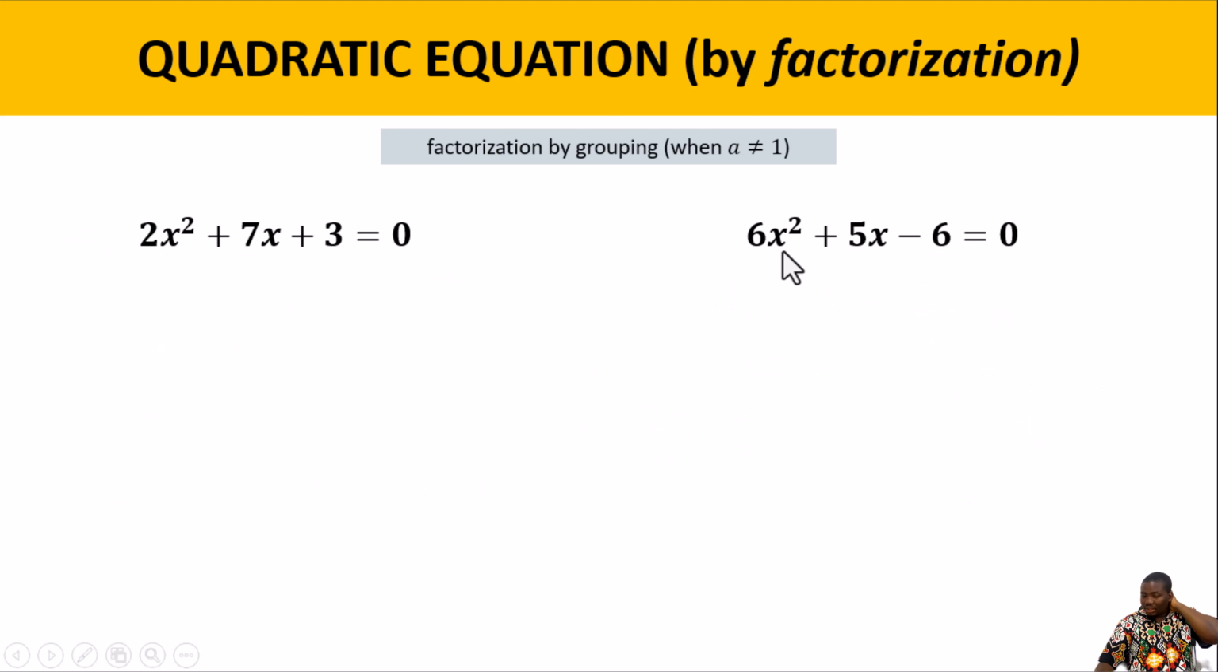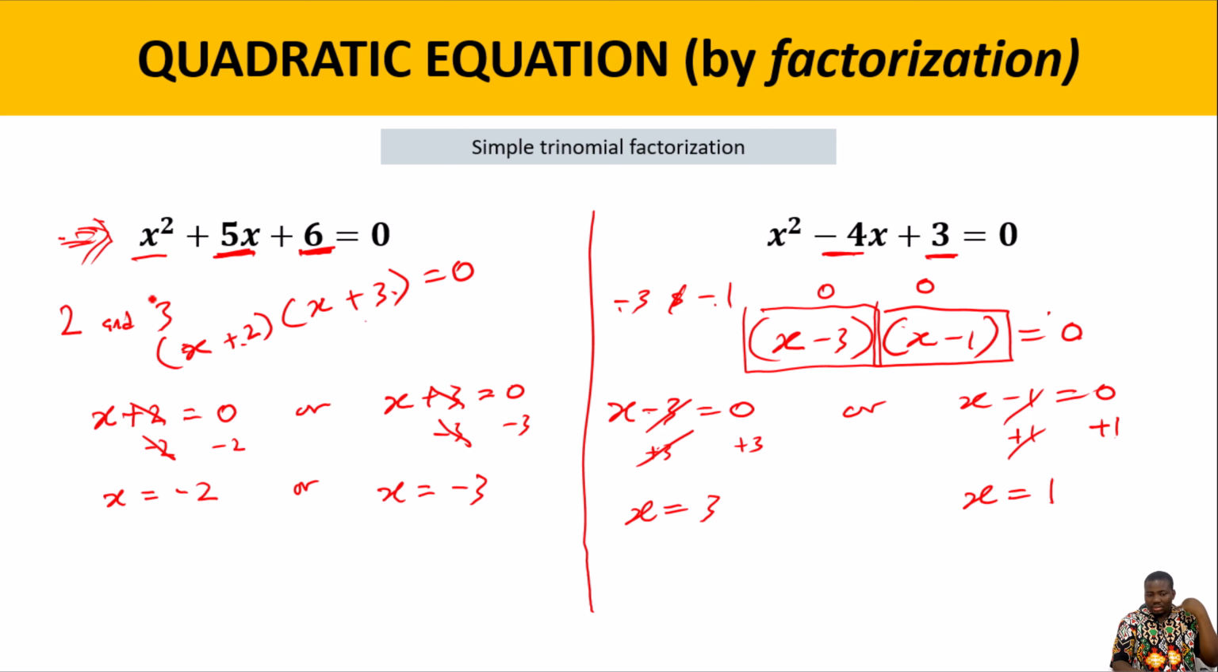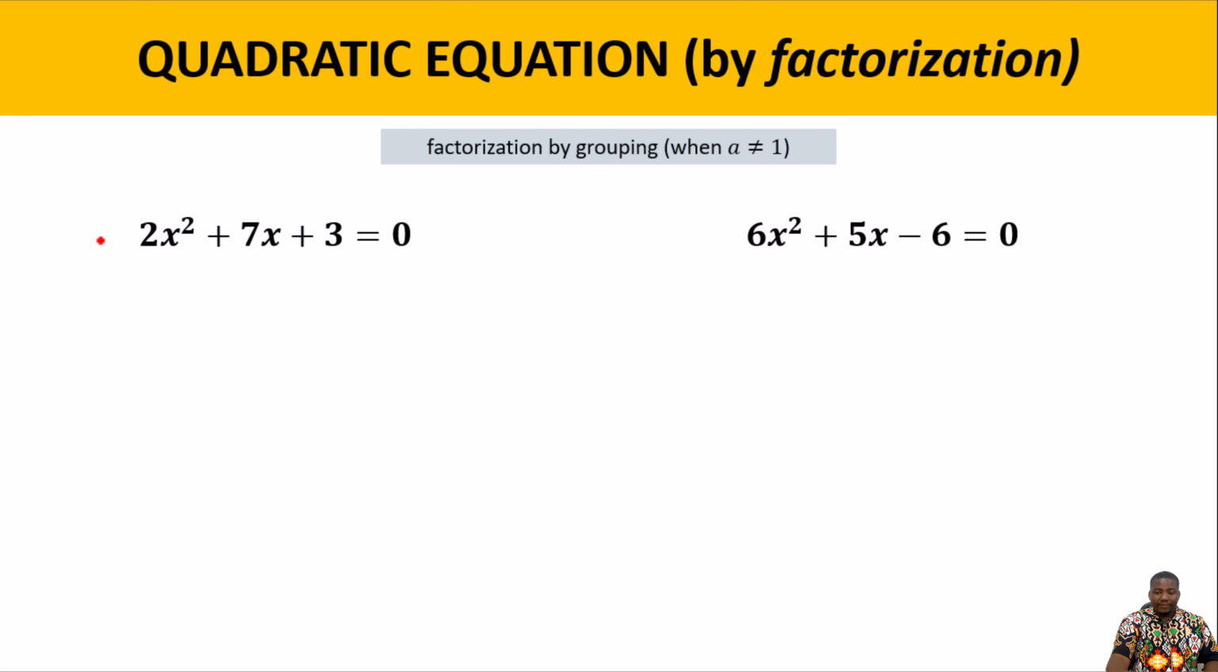What if you notice in these questions, you don't have any number before x squared, which means that the coefficient of x squared is 1. You understand? That's 1x squared. That's why we can use this method. If we have a case where we have something like this, we apply what we call factorization by grouping.